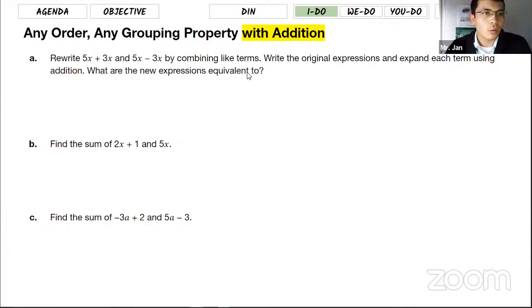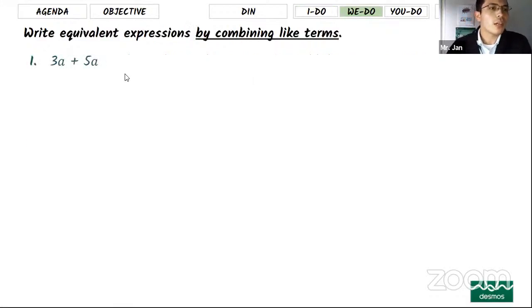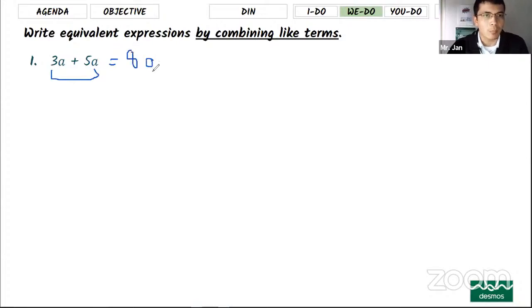So here we go. What do you think when you combine these two like terms? Both of them have a's. What do you think? Okay, 8a. Awesome. So yes, you just need to combine the numbers, like 3 and 5, which is 8, but you need to put the same variable that both of them have, a.